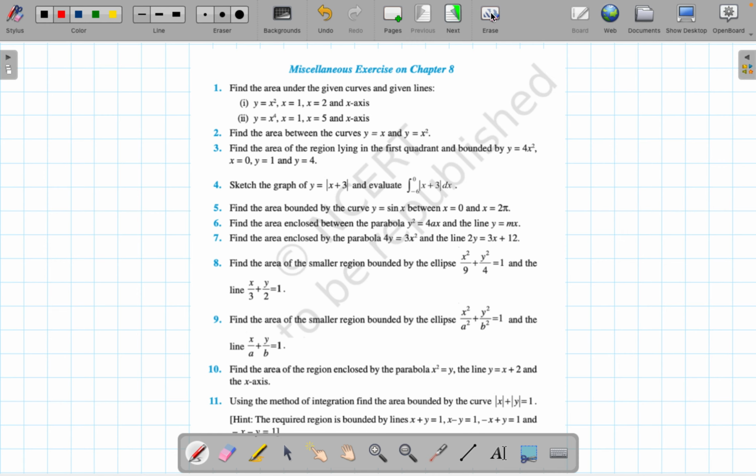Similarly, if you have to check out question number 4, again 4 is a simple one. Again it is a line, but since there is a modulus sign, that means there will be two lines, children.